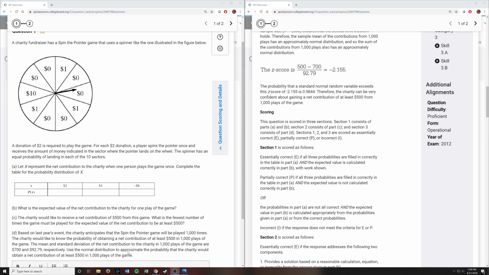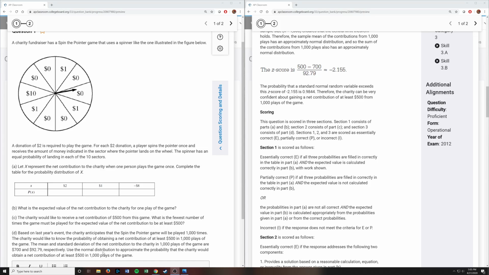Use the normal distribution to approximate the probability that they'll get what they need, $500 in 1,000 plays. They even tell you to use the normal distribution. So I don't want you to think that you have to check conditions for a problem like this. One, because they tell you what to use, normal. And two, because you only need to do that if you're calculating a confidence interval or doing a hypothesis test. Those are the only times you need to check conditions. You don't need to do it for questions about probabilities.